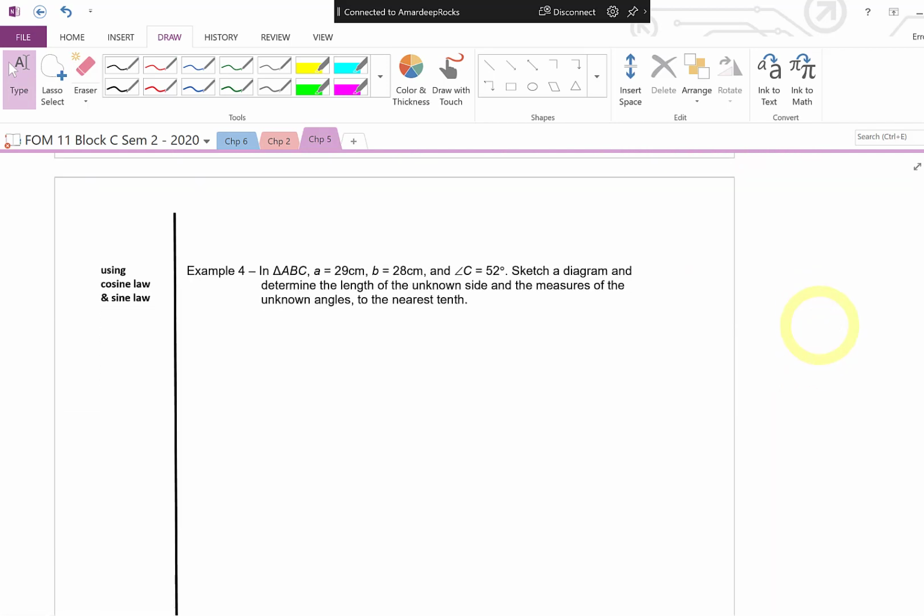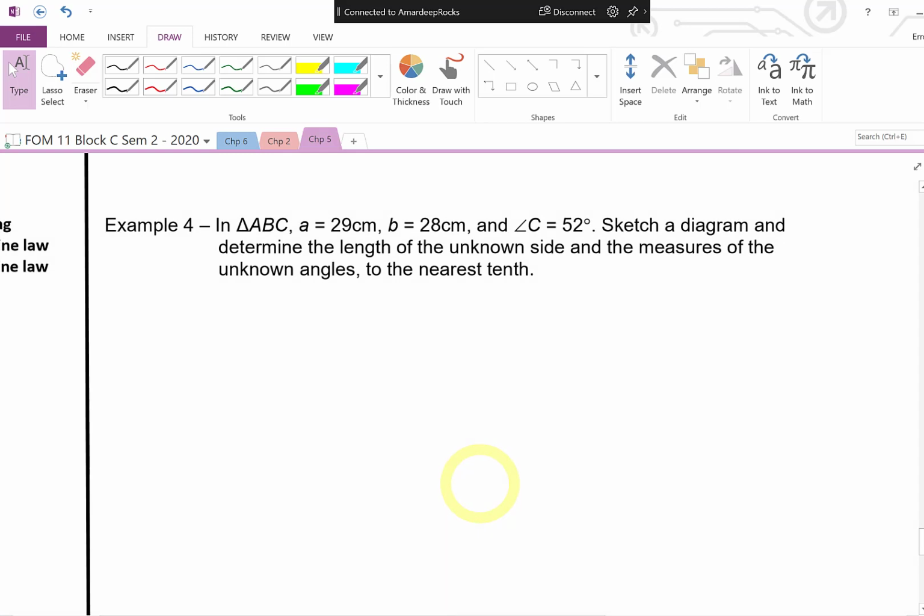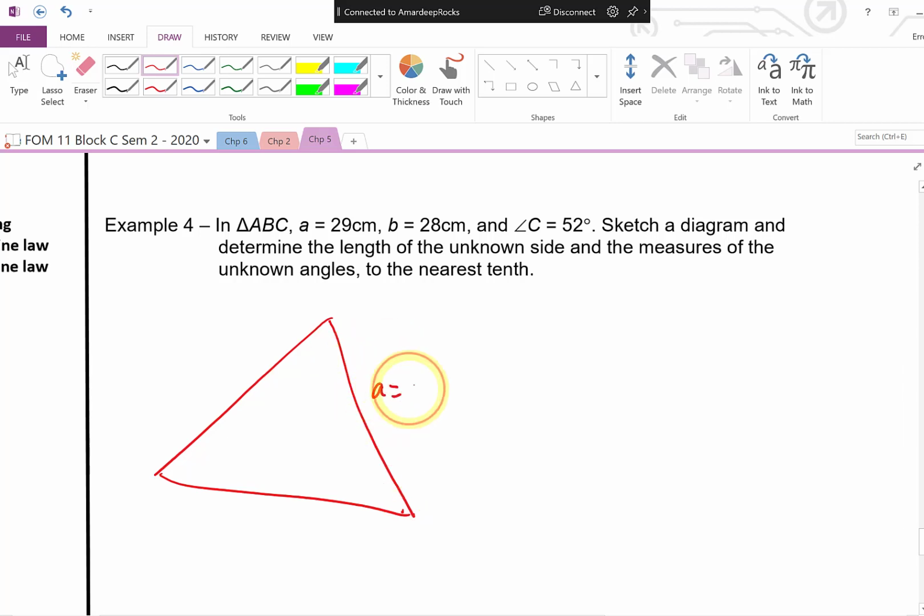All right. I think this is the last example. It says you're in triangle ABC. a is 29 centimeters, b is 28 centimeters, angle C is 52. Sketch the diagram and determine the length of the unknown side and the measure of the unknown angles to the nearest tenth. Okay, so what it's asking for is to solve, which means find everything about this triangle. So let's do this. I'm going to draw just your standard triangle. So I'm going to call this a is equal to 29 centimeters, b is equal to 28 centimeters.